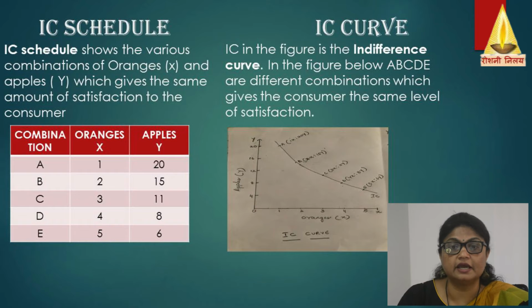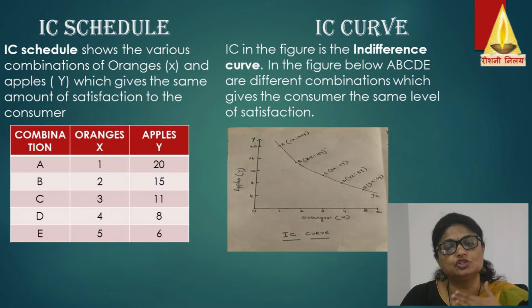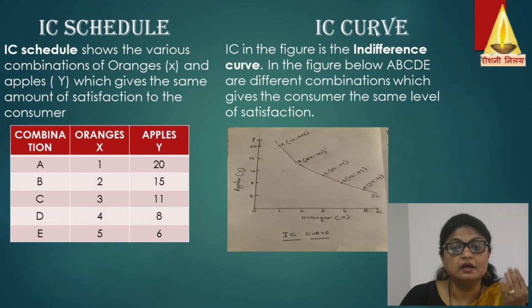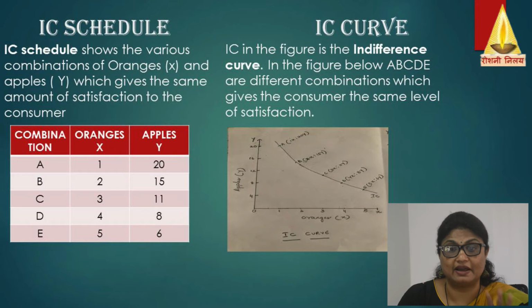In the graph and in the table that you see, the IC schedule, a table, shows the various combinations of two goods, oranges and apples. We have given oranges as X and apples as Y. These combinations are A, B, C, D, E. Combination A shows that the consumer buys one orange and 20 apples, just assume, and in combination E he buys 5 oranges and 6 apples. In between there are different combinations B, C, D. So the consumer can choose any of these combinations and is indifferent because all these combinations give him the same satisfaction.